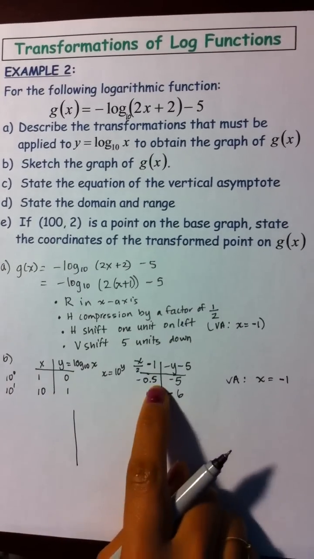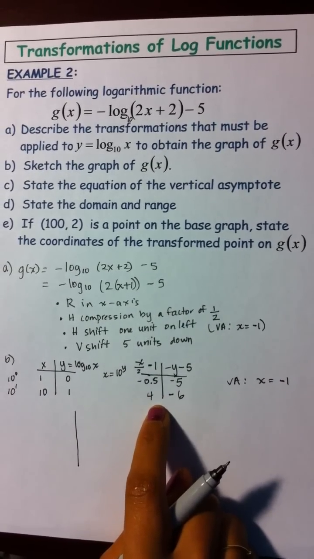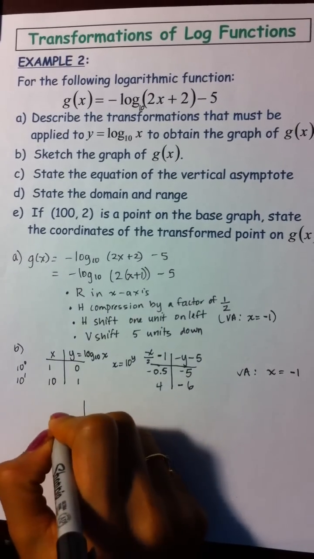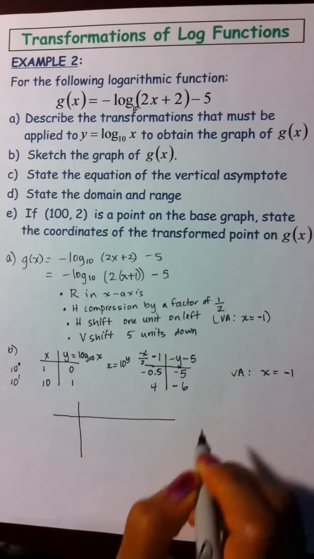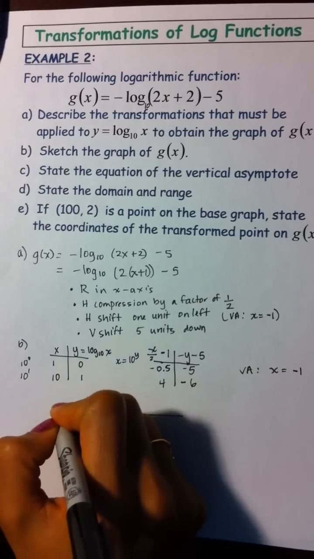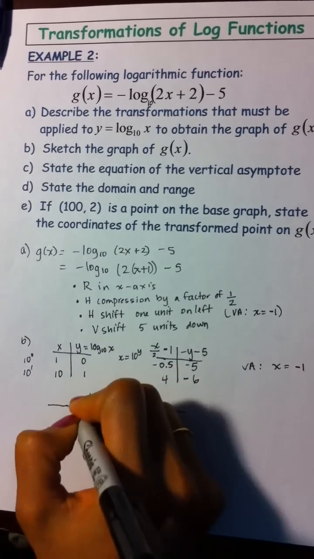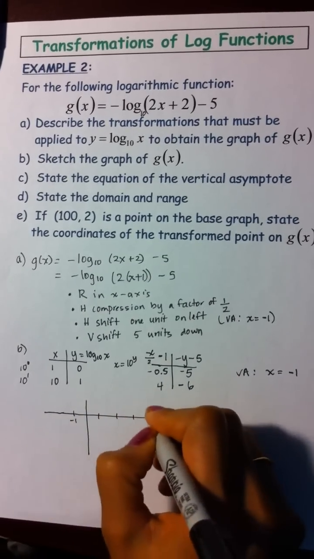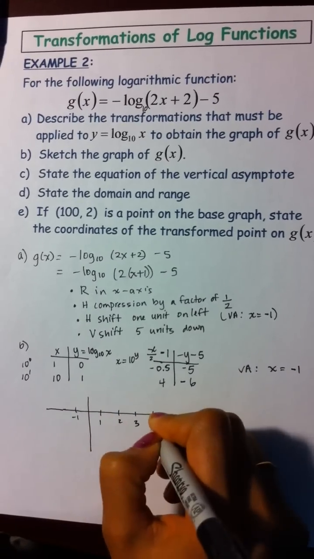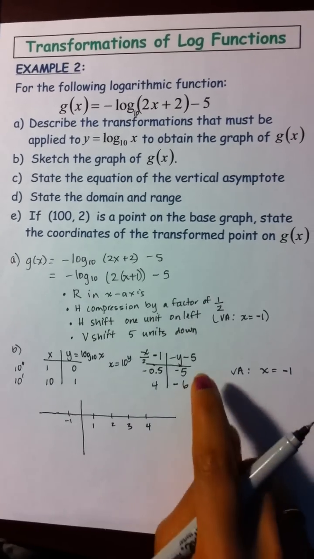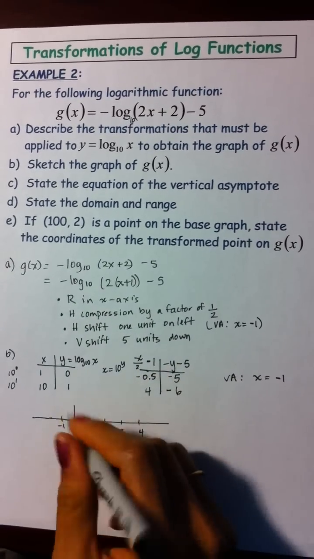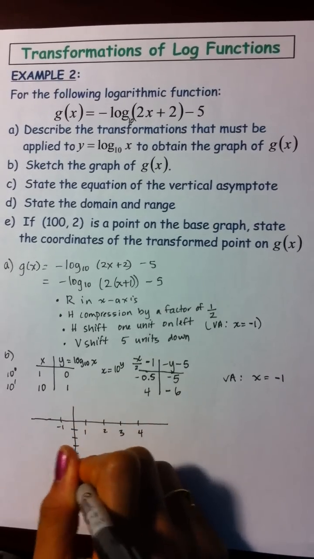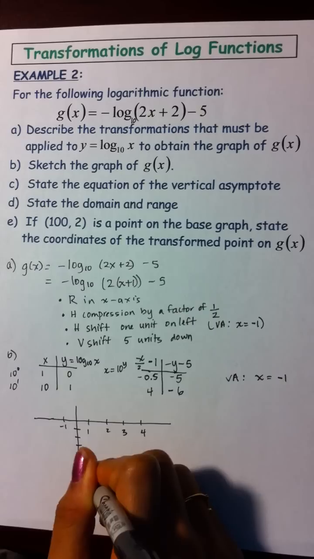When I'm graphing this, I like to look at what's my minimum and my maximum x values and my minimum and maximum y values. So in this case, I have a minimum value of negative 0.5, so I'm going to have a negative 1 there, and a maximum of 4. So 1, 2, 3, 4. And my y values go from negative 5 to negative 6, so 1, 2, 3, 4, 5, and 6. It's negative 5, negative 6.